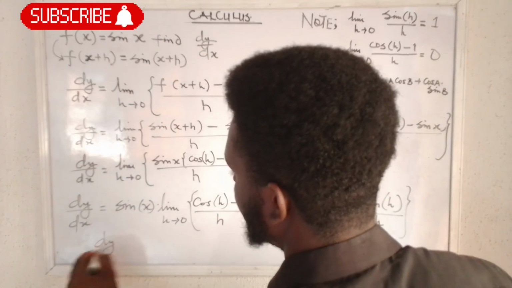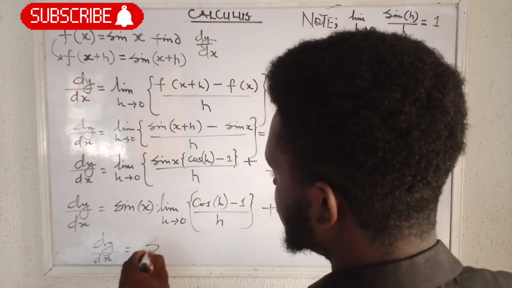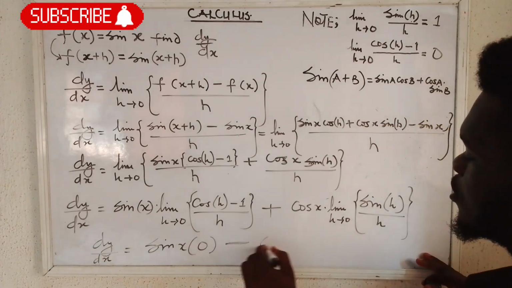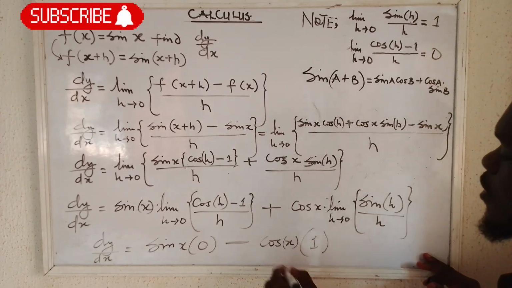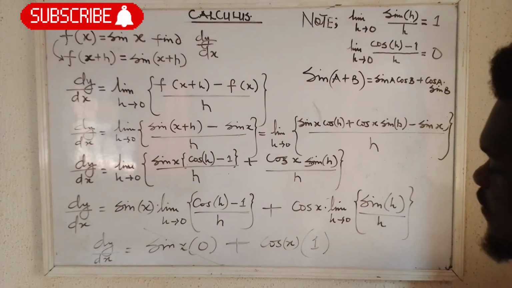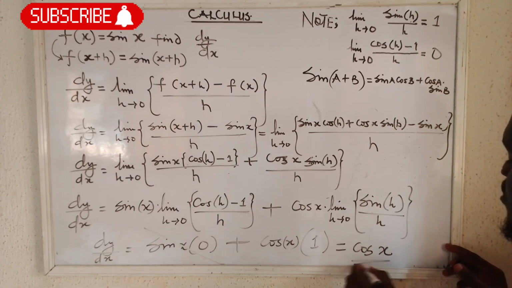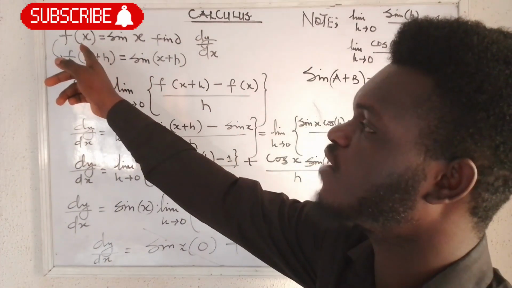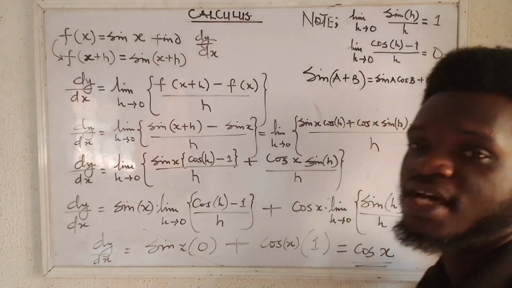So your dy dx, which is your derivative of the sine of x, is finally going to become sine of x all multiplied by 0 plus the cosine of x all multiplied by 1. So everything here eliminates. So what do we have finally? Our final result is the cosine of x. So whenever we are given a trigonometrical function, the sine of x, to find the derivative of, the answer is certainly going to come out to be the cosine of x.